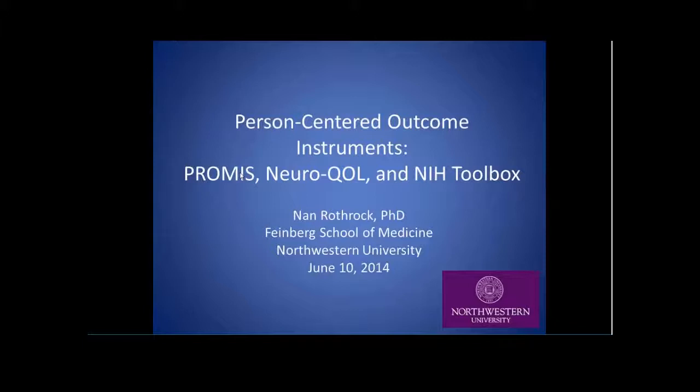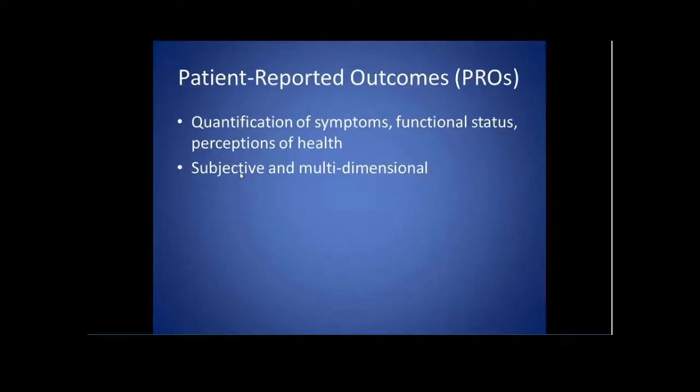So I'm going to start by providing an overview of person-centered outcome instruments focused on PROMIS, NeuroQol, and the NIH Toolbox. To get started, it helps to share some terminology. I'm going to be referring to patient-reported outcomes, or PROs. PROs are the quantification of symptoms like fatigue or emotional distress, functional status like physical function or cognitive function, and perceptions of health. By nature, they are subjective and multidimensional.